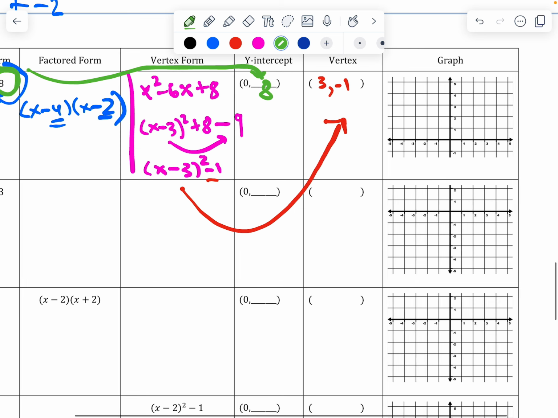So when you plot these, let's plot the vertex, 3, -1. And then you're going to go over 1, up 1. Over 2, up 4. Over 3, up 9, and that's going to get you right there at your y-intercept. So that's kind of the process.